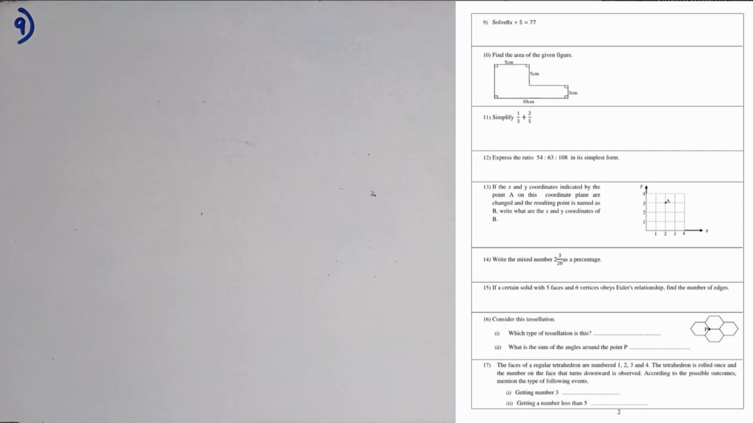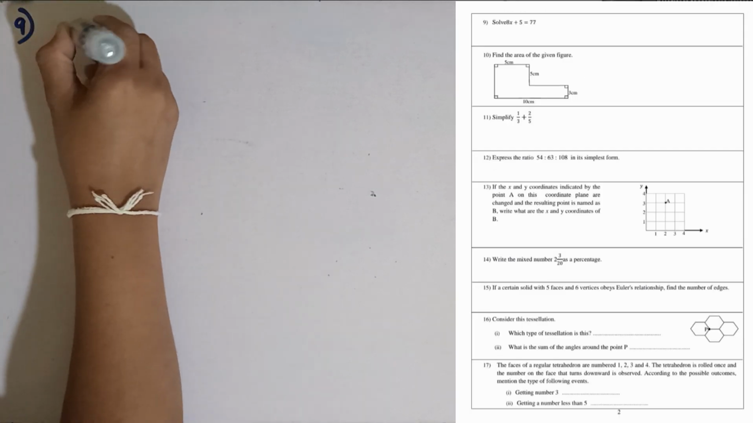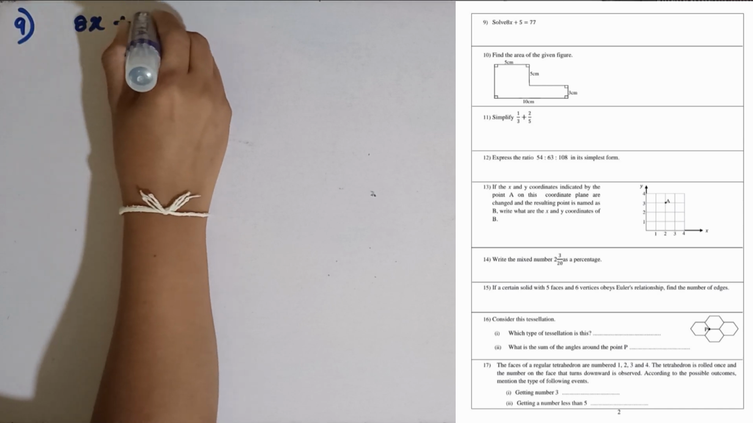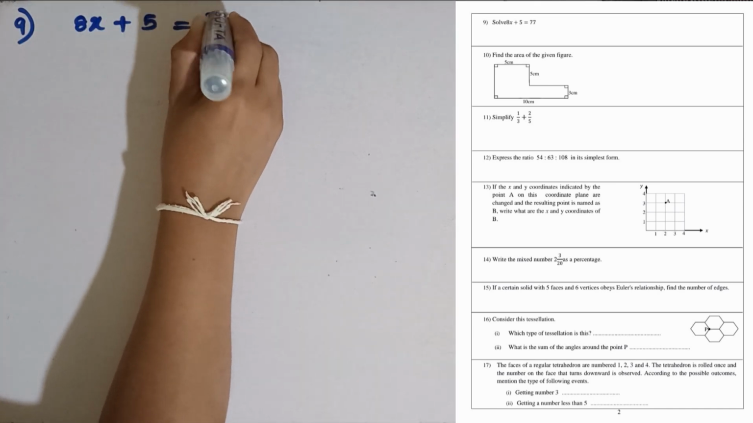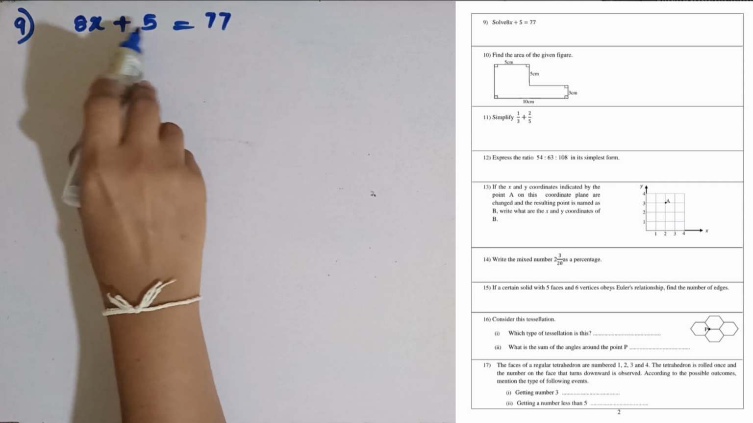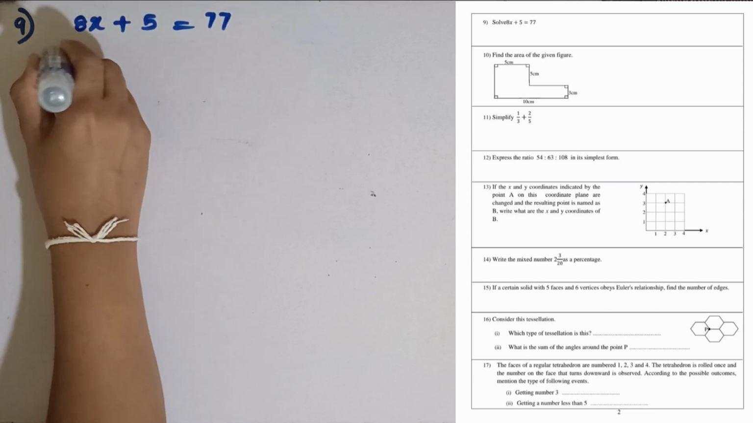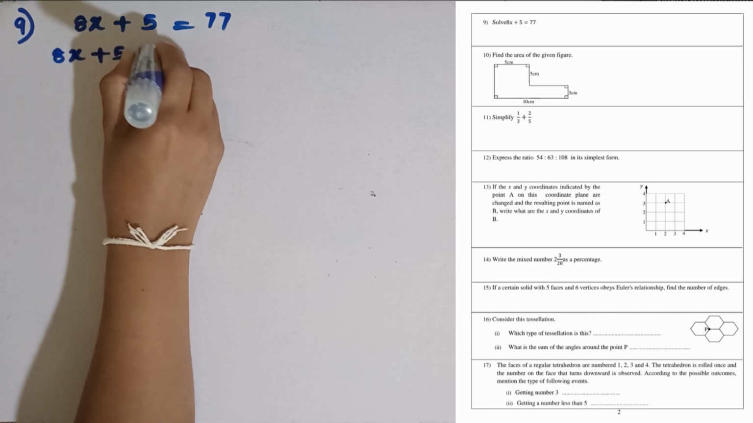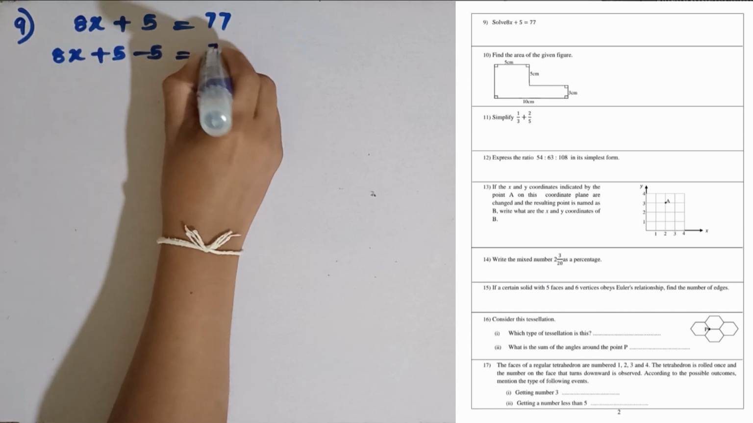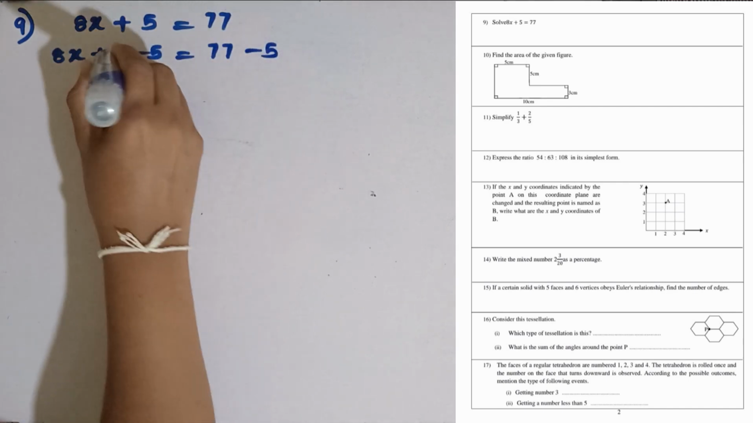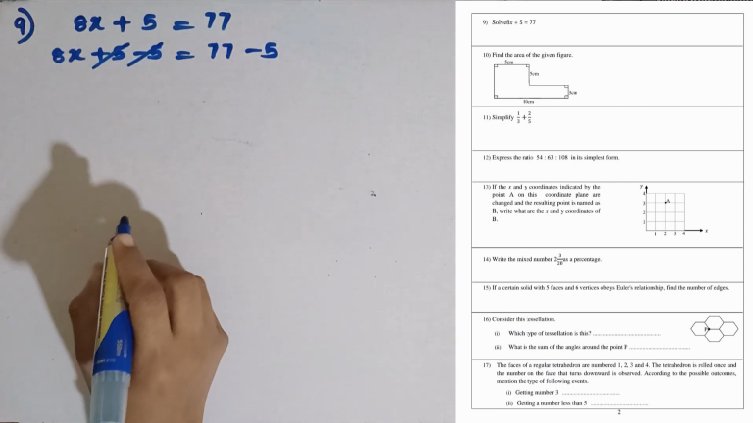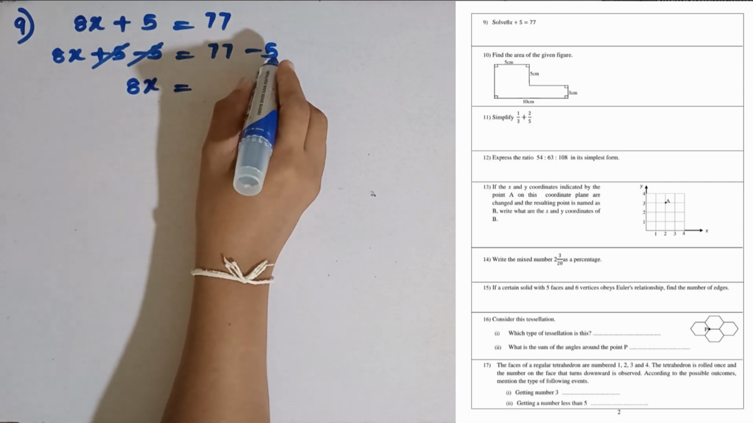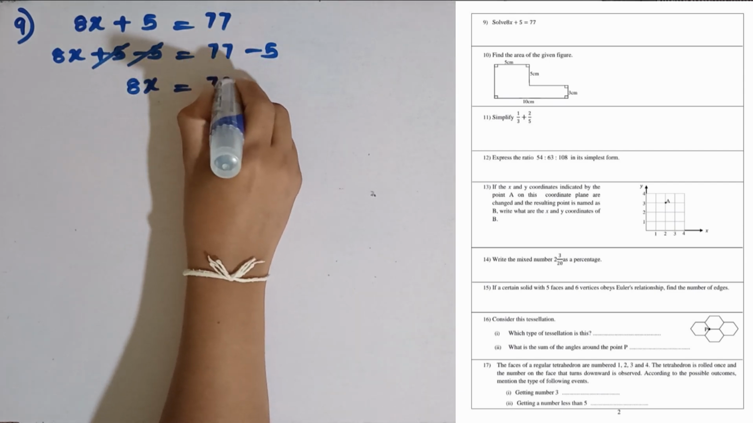Question number 9. Solve. We are given this simple equation. 8x plus 5 equal to 77. First we have to remove this +5. For that we have to subtract 5 from both sides. Then here +5 and -5 can be cancelled. 8x equal to 77 minus 5 is 72.